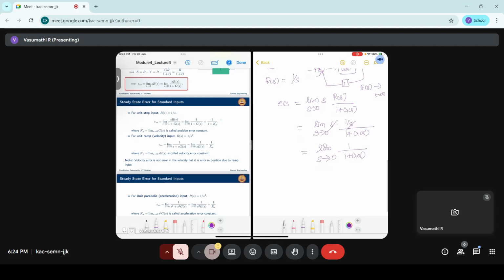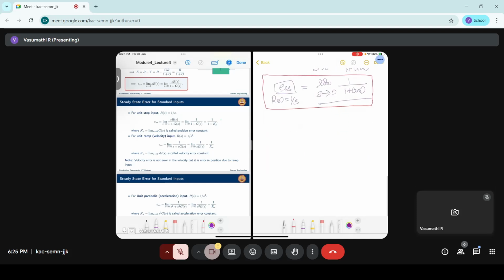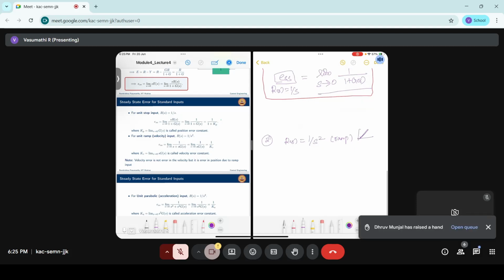Right. So whenever I am using R of S is equal to 1 by S, my steady state error will look like this. So it depends on the transfer function. Okay. We will first just highlight this and we are going to revisit this again after completing each and every input. Right. Now I am going to consider the second input. Whenever the input is unit ramp, for example, R of S is equal to 1 by S square. That is ramp. Ramp will look like this, right? This unit ramp.